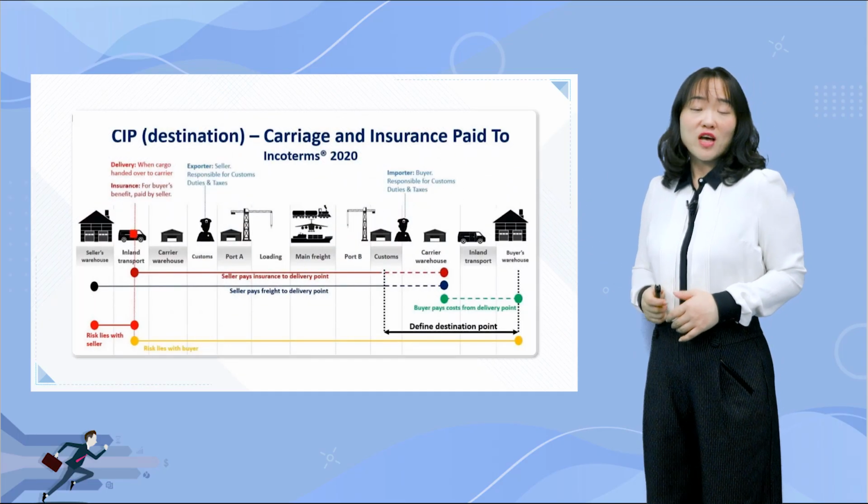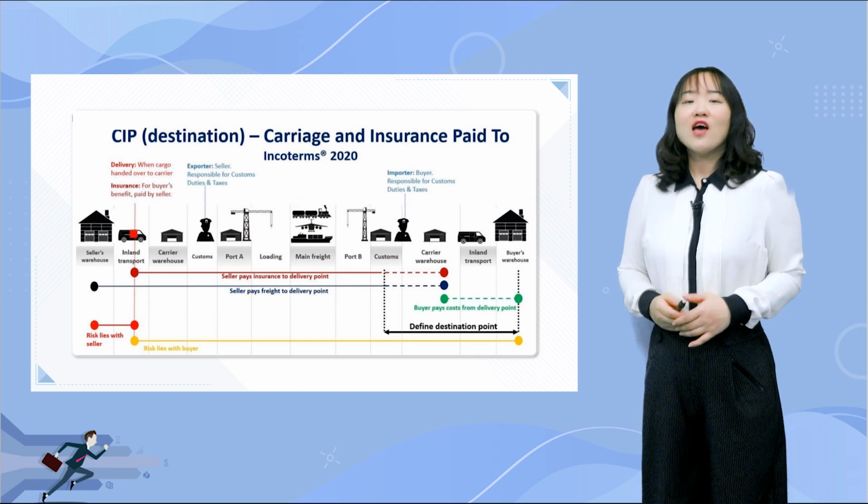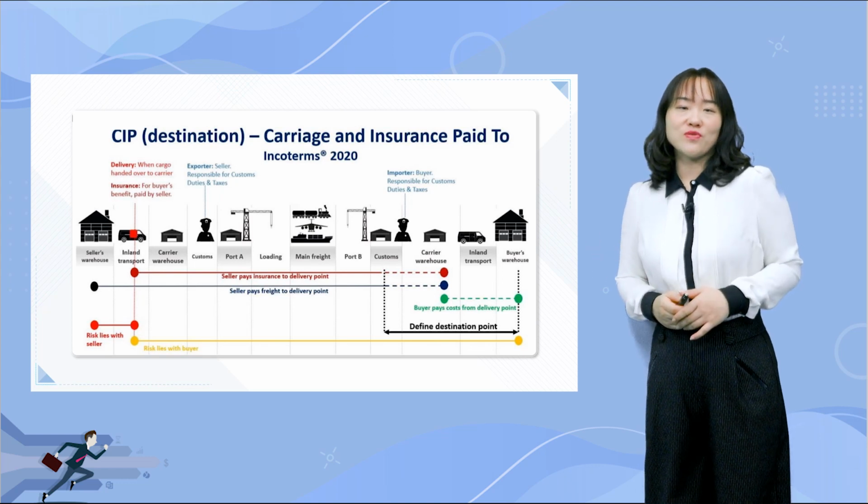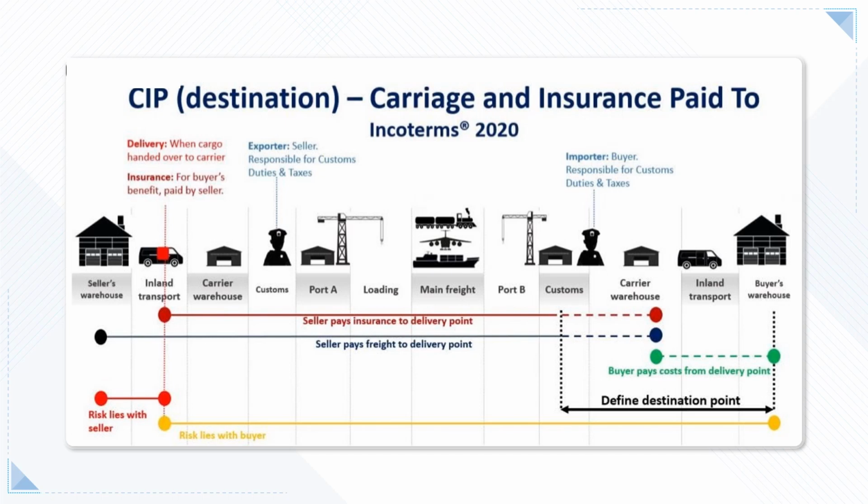CIP, carriage and insurance paid to. CIP functions the same as CPT, is a step further and includes insurance. The seller also contracts for insurance cover against the buyer's risk of loss of or damage to the goods during the carriage. The buyer should note that under CIP, the seller is required to obtain insurance only on minimum cover. Should the buyer wish to have more insurance protection, it will need either to agree as much expressly with the seller or to make its own extra insurance arrangements.